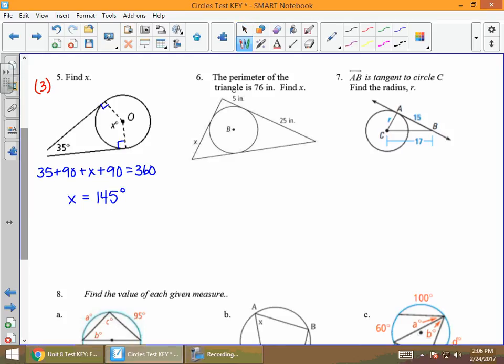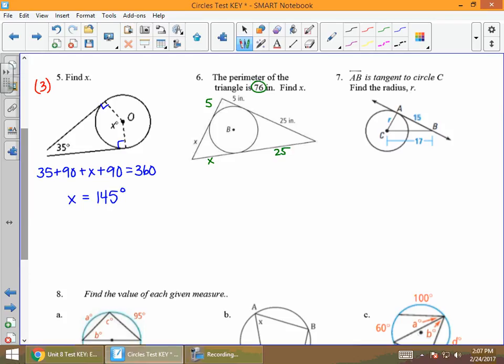All right, for question number 6, that tells us that the perimeter of this triangle is 76. And I want to find x. So we know that a tangent, if 2 tangents meet, then they are equidistant from their point of tangency. So if this top little piece is 5, then the left side would be 5. The right side over there, 25, would give me another 25 down there. And this x would be that x.